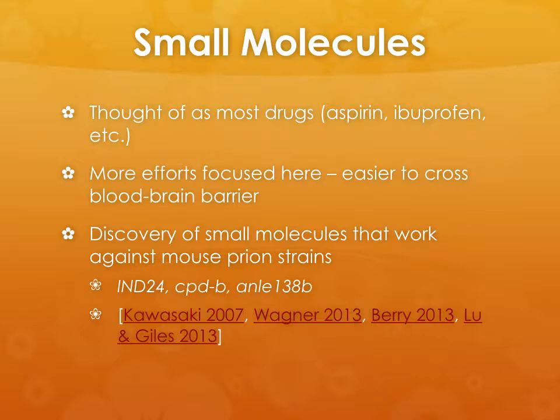Scientists have already discovered 3 small molecules, as indicated by a group of studies published in 2007 and 2013, which you can find out more about by clicking here, and that have been shown to work against mouse prion strains: IND24, CPDB, and ANL138B. And while IND24 and CPDB have not been able to produce the same results in human prion strains, ANL138B is still being tested as a viable possibility, and other compounds may soon be identified by ongoing projects.